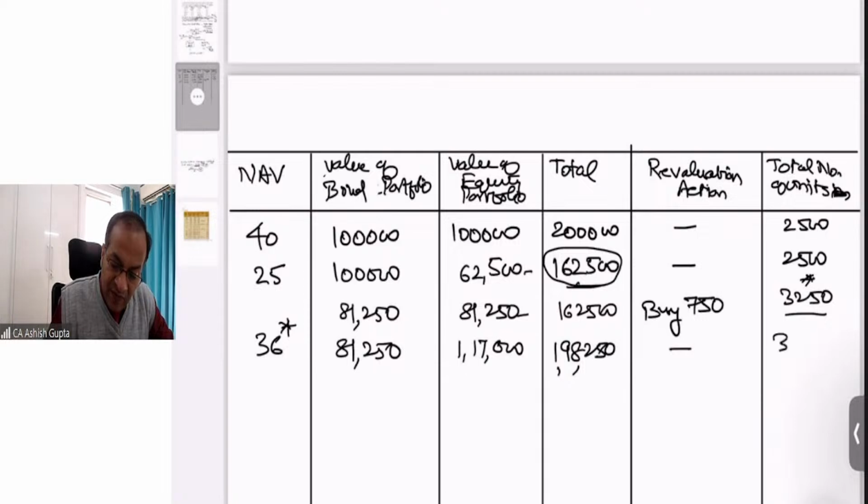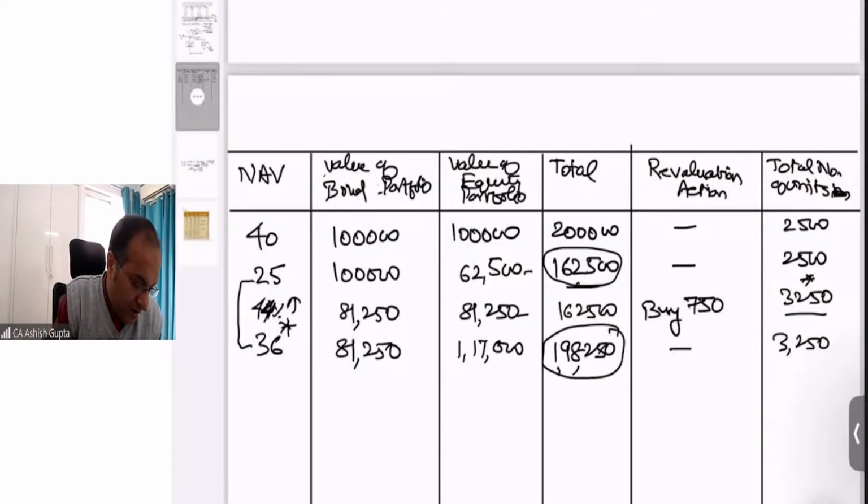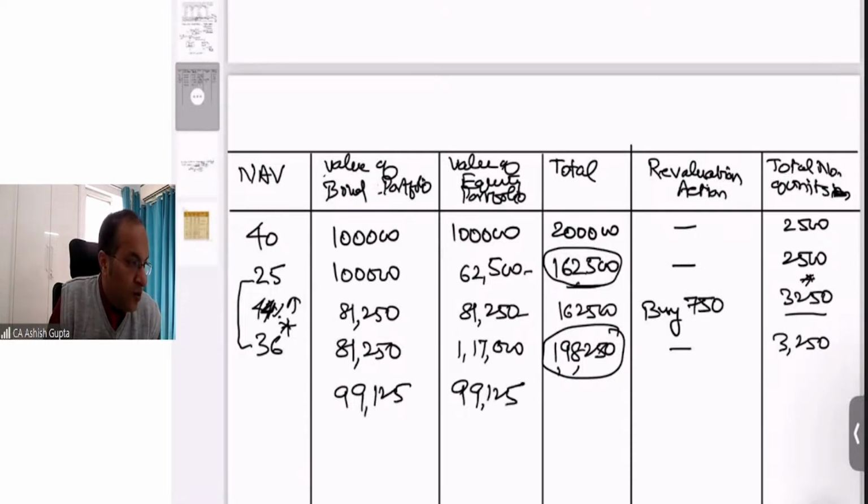Now the question comes whether I need any action of rebalancing or not. Yes, I need it, because my price variation is from 25 to 36. How much is it? 36 minus 25 divided by 25, it is 44%. My benchmark is 15%, so of course I will do rebalancing. As usual, I will divide the total into two parts, 198,250, so the amount comes to 99,125.